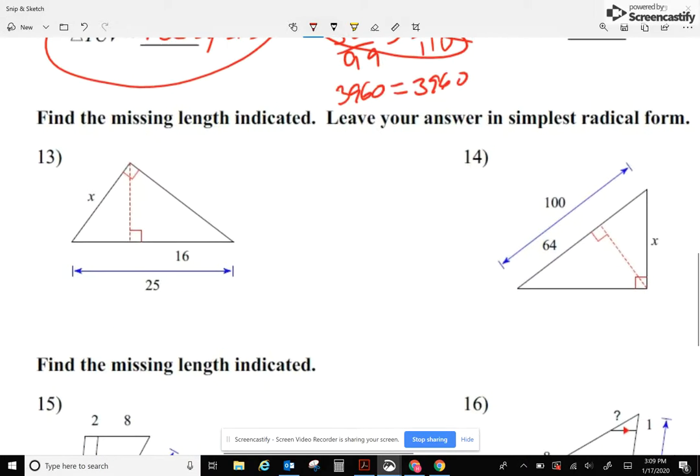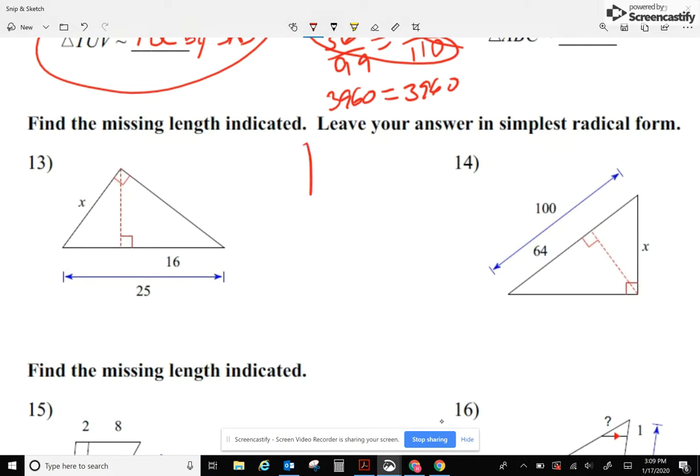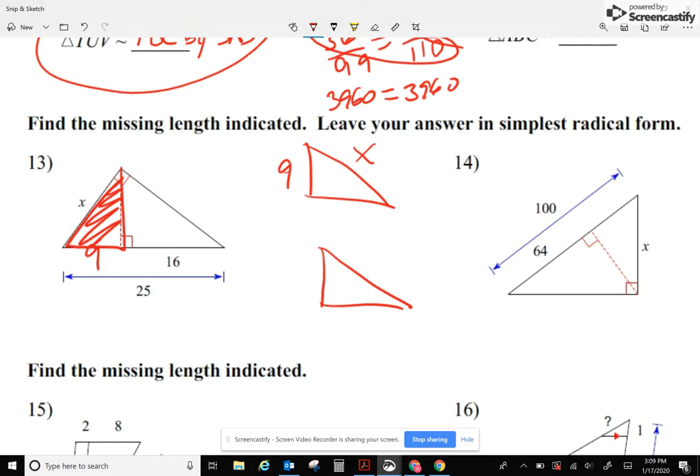Looking at number 13, I want to draw at least 2 triangles. I know this side right here is 9 because the whole thing is 25, take away 16. When I look at this triangle, the small side is 9, the hypotenuse is x. When I look at the big triangle, the small side is x, the hypotenuse is 25. Those are the 2 triangles I'm going to use.